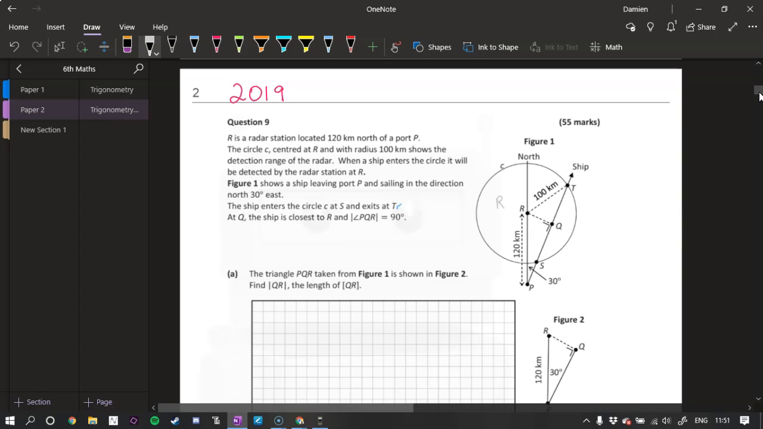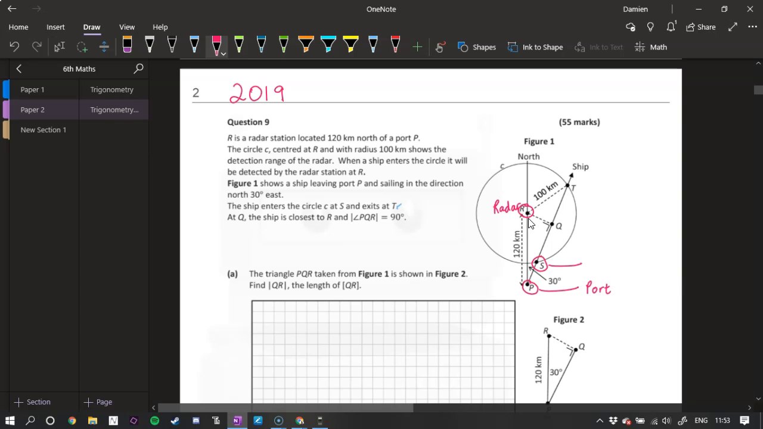Let's try that again. So here we've got a radar station, and that's here at R. Down here we've got P, which is the port, and this is where the ship is going to leave from. And then the ship sets sail. This here is S.